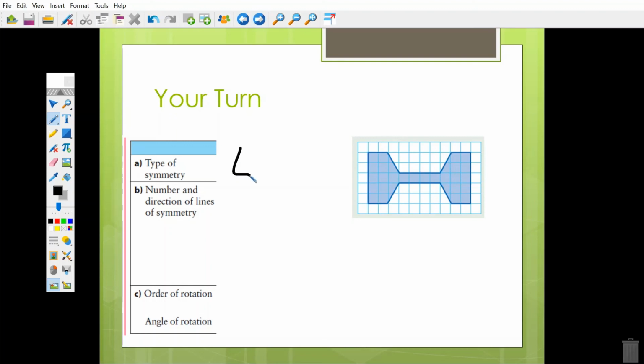First, we can see that it does have line symmetry. It has a vertical line of symmetry there, and a horizontal line of symmetry here. So 2 lines, vertical and horizontal.